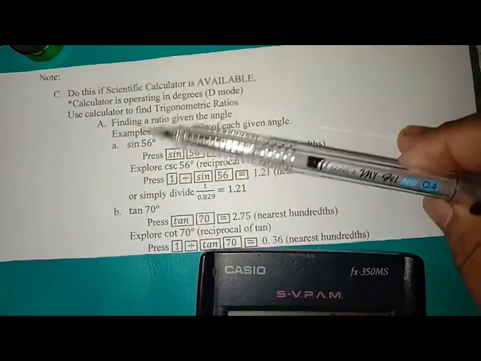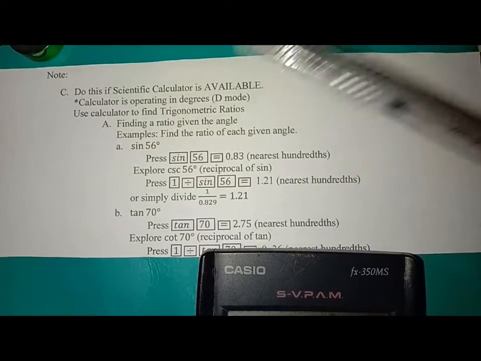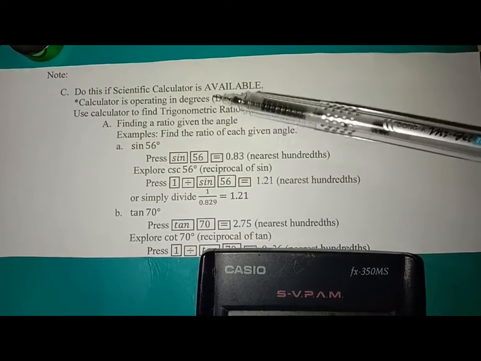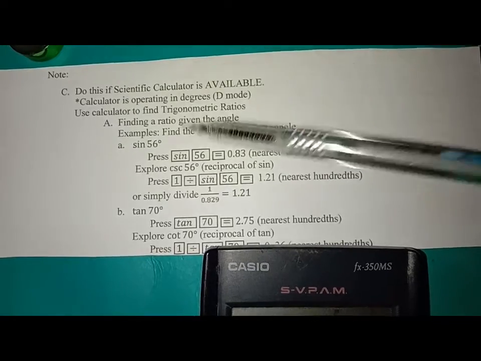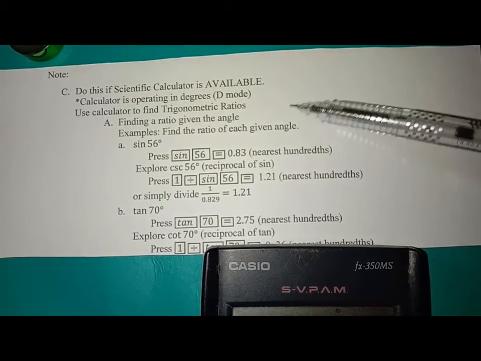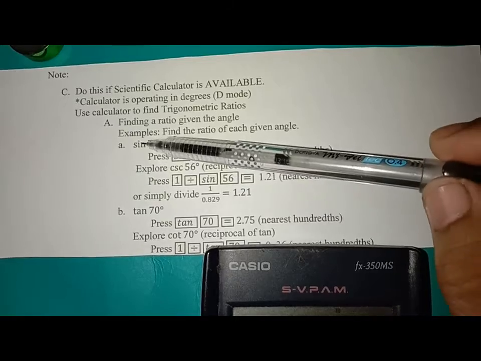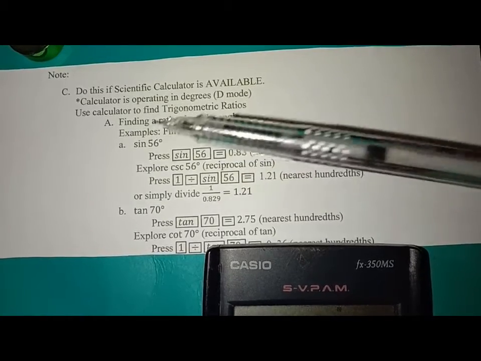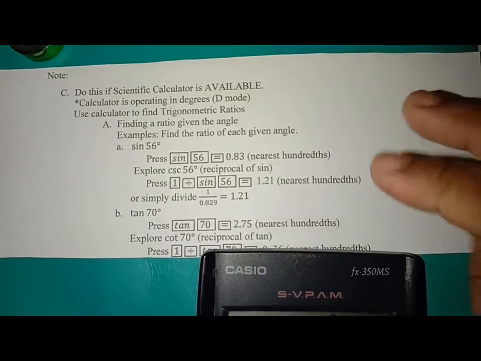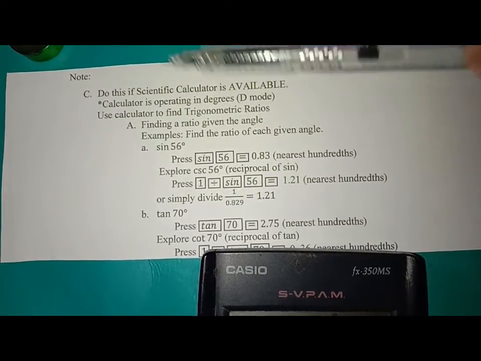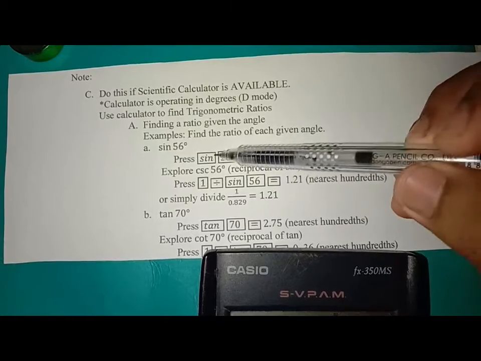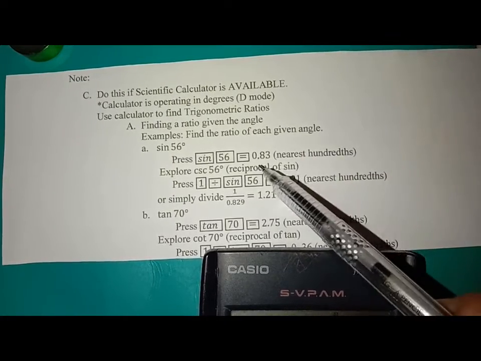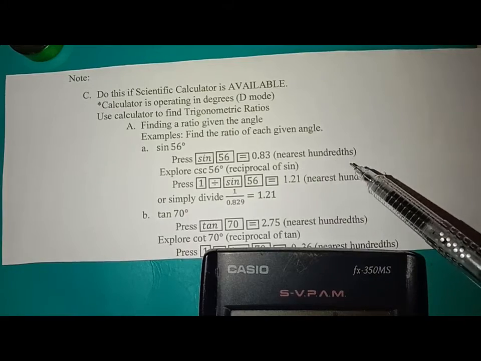Use the calculator to find the trigonometric ratios. So let's solve using the calculator. For letter A, finding a ratio given the angle. For example, find the ratio of each given angle. Like for example, you're going to find the value of sine 56 degrees. In order to find the value of sine 56 degrees, press sine 56 equals 0.83. That 0.83 is to the nearest hundredths.